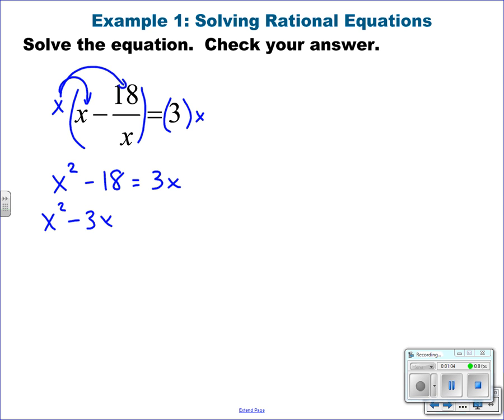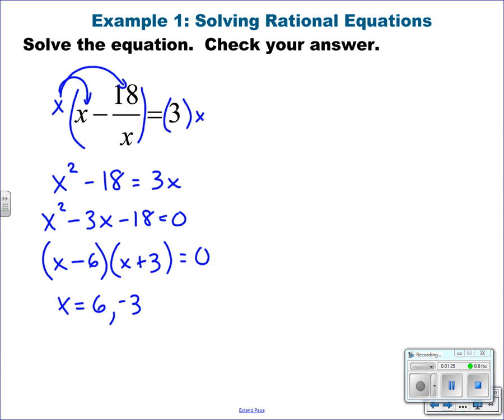Subtract 3x from both sides. Now try and factor. Always try and factor first. Two things that multiply to be negative 18, we're going to add to be negative 3. Minus 6 plus 3. So therefore you get x to be 6 and x to be negative 3.